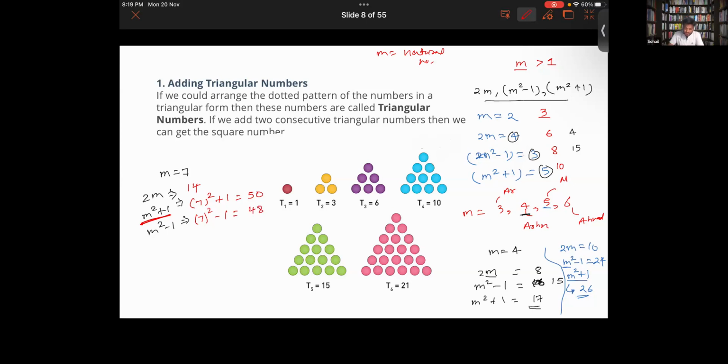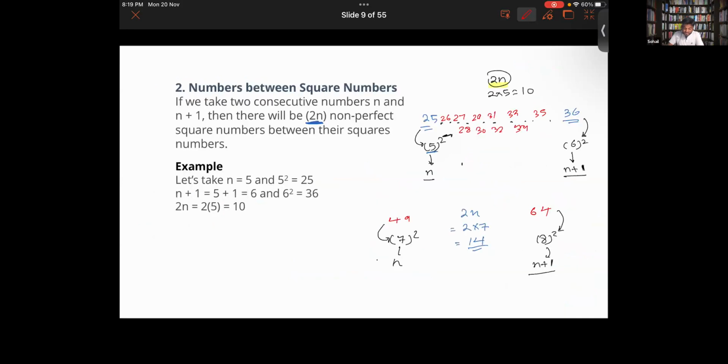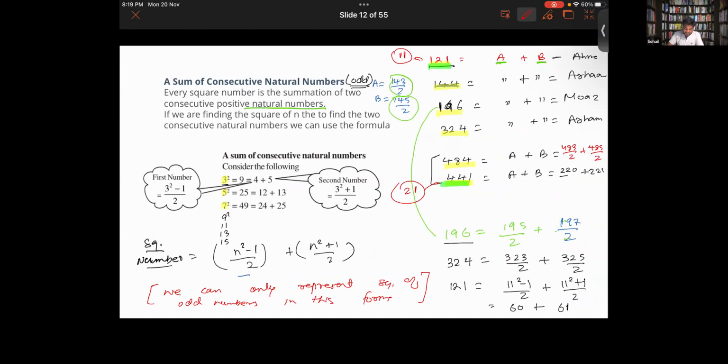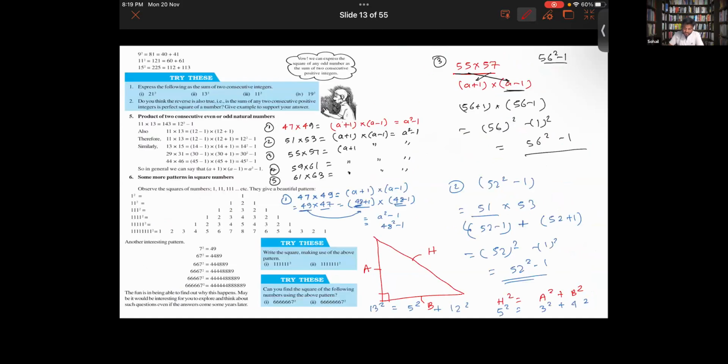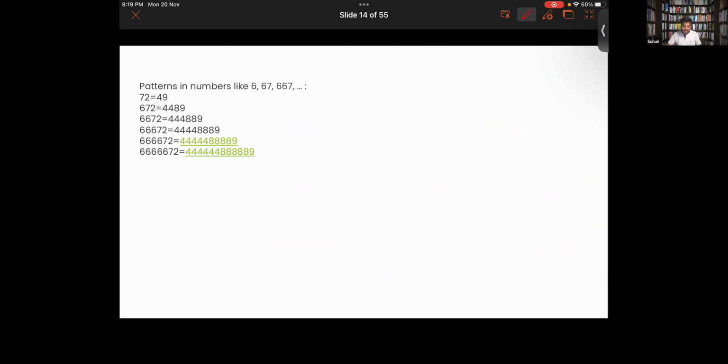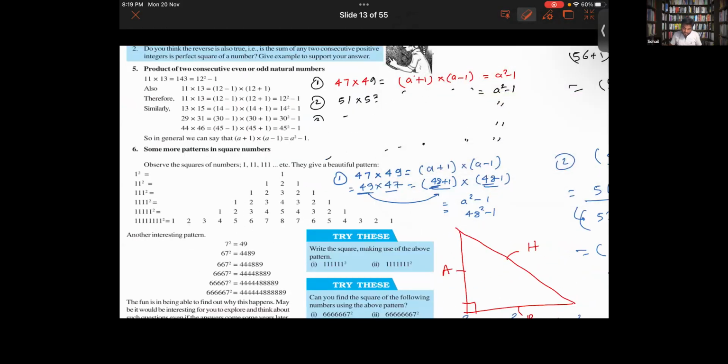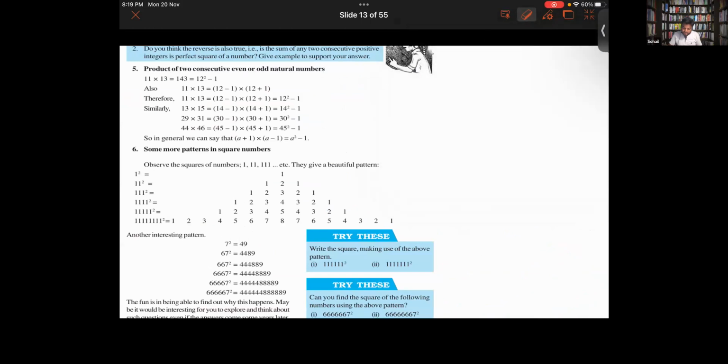So this is all about how to find the Pythagorean triplets. These things we have already discussed. Now we are going to have a look at some of the interesting patterns here. Have a look at this image over here.